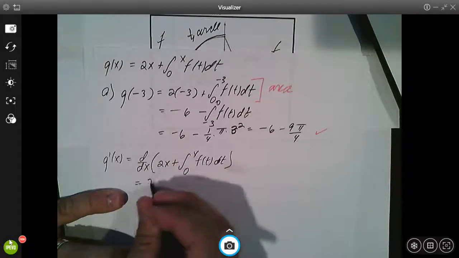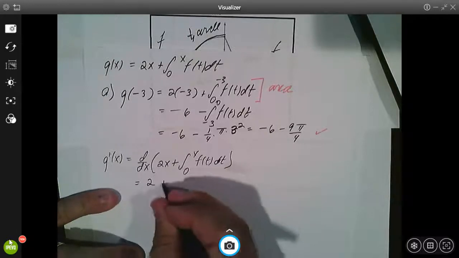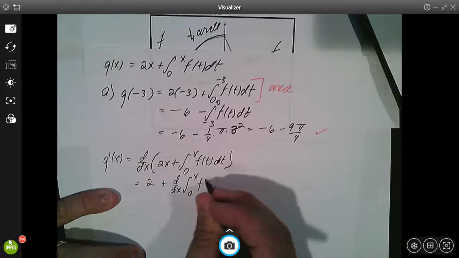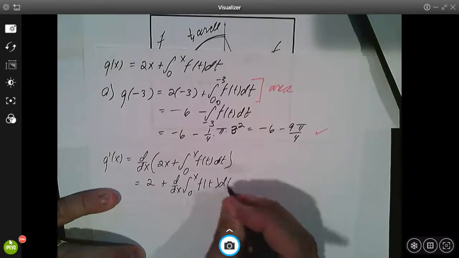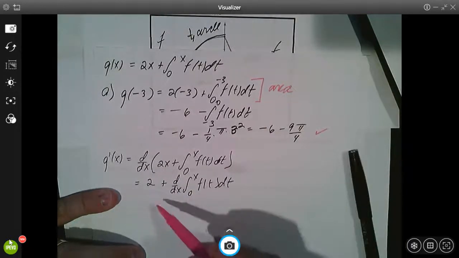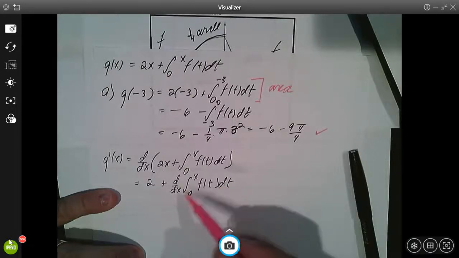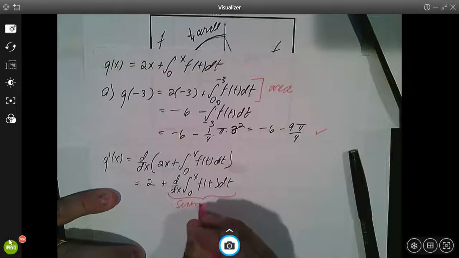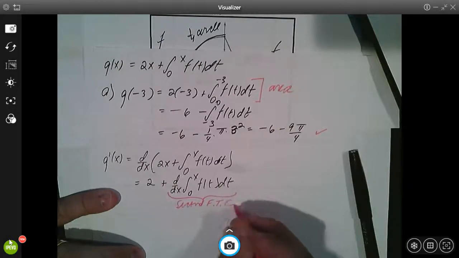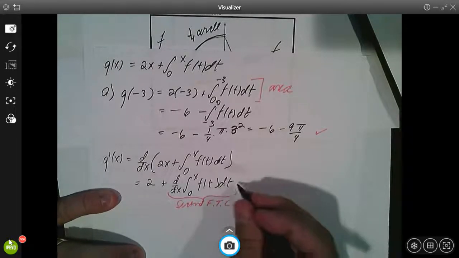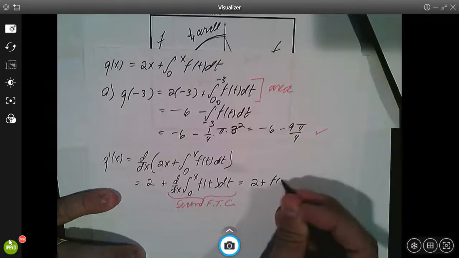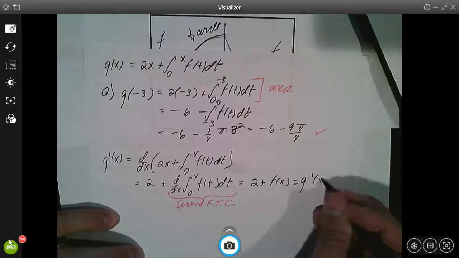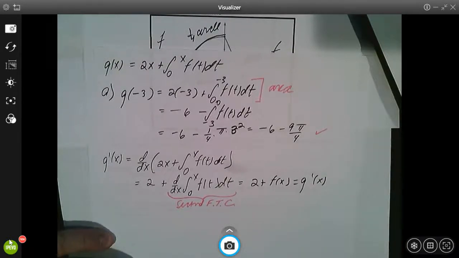The derivative of 2x is 2, plus I need to now take the derivative of this integral, the derivative of the integral of a function from a constant to a variable. This is the second FTC. That's where you finally get to use that. What we're going to get is 2 plus f of x. This is what g prime is equal to.